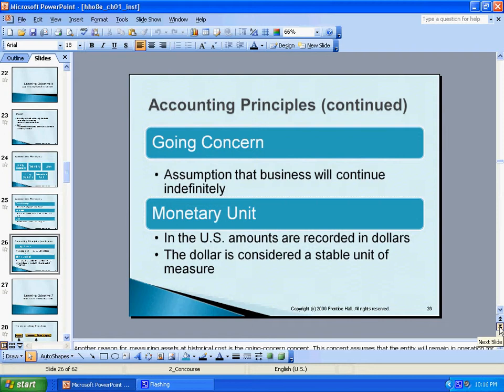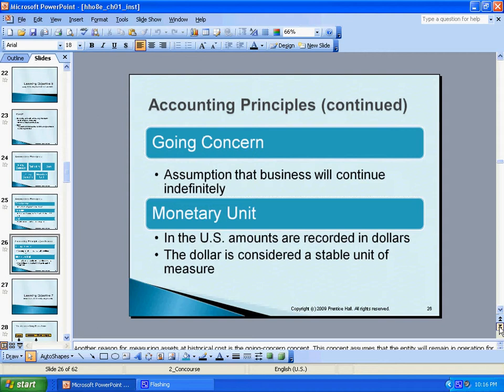What else do we have as far as accounting principles? The going concern principle is the assumption that the business will continue indefinitely into the future. One of the things in accounting is we account for a business that's a going concern differently from a business that we know is going to close within the next year. So, unless we have information to the contrary, we assume it's a going concern.